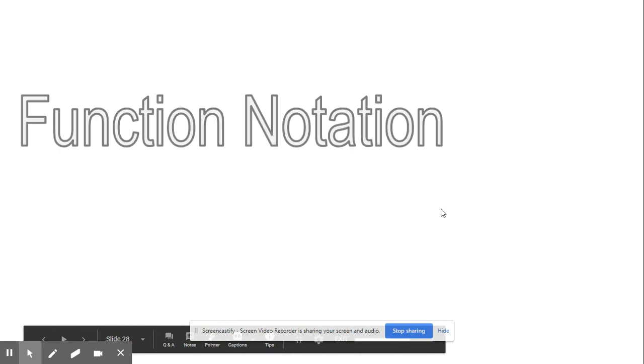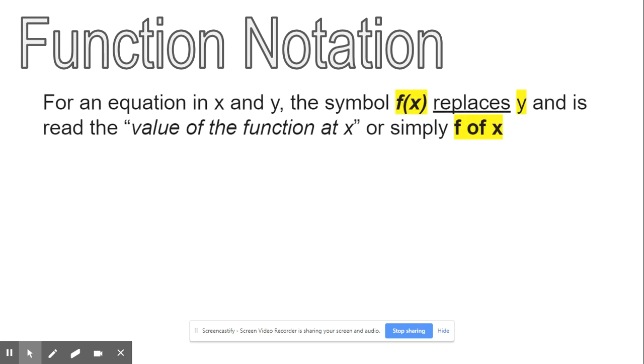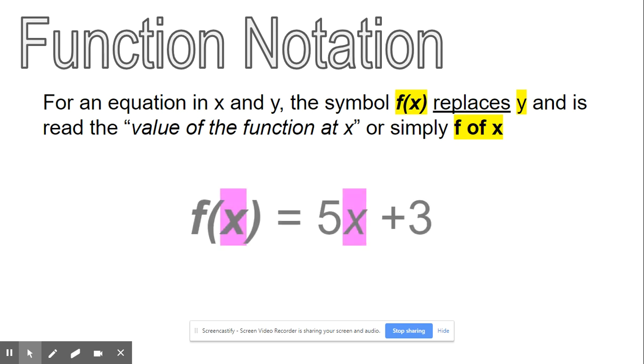All right, guys, we're going to start talking about function notation. So, function notation. For an equation in x and y, the symbol f of x simply replaces y and is read "the value of the function at x," or simply "f of x." Again, the main part you need to know is f of x is going to replace y. Here's an example.